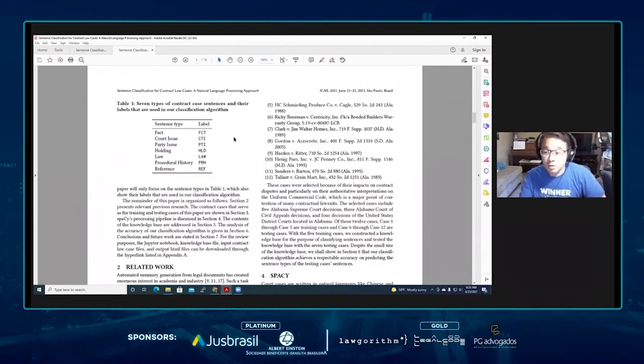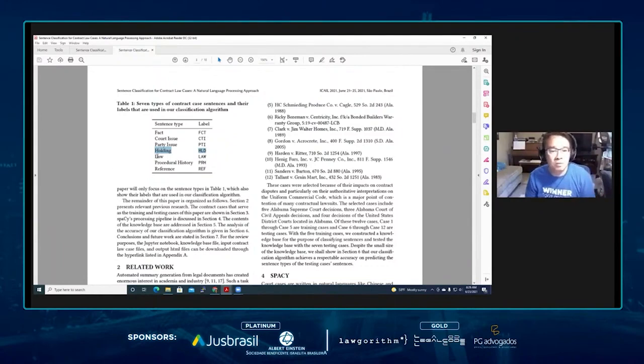The court issue is what the court considers to be the issue of the case. And then the party issue is what the individual party, the plaintiff or the defendant, considers to be the issues. And then the holding sentence, in a way, is the most important one. This is the sentence where the court applies old precedents, and states what the court thinks is the central idea of the case. It essentially is what the court thinks about the case.